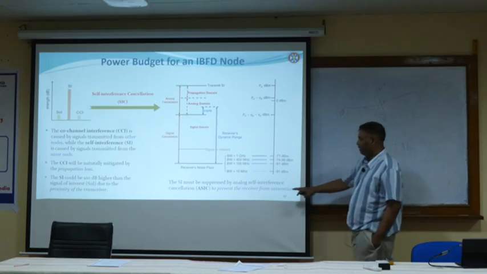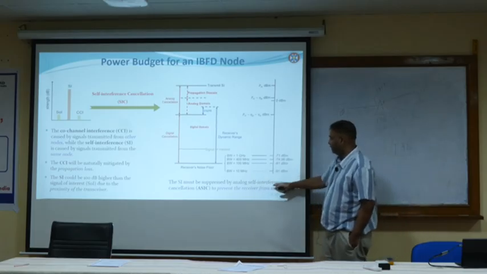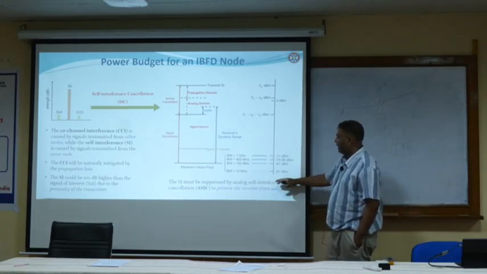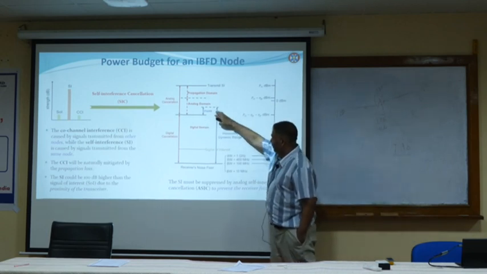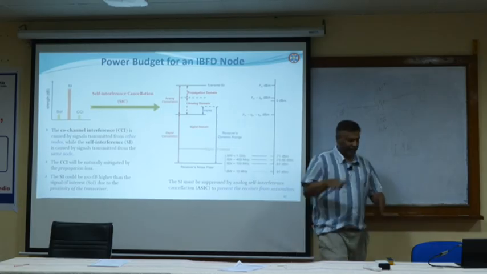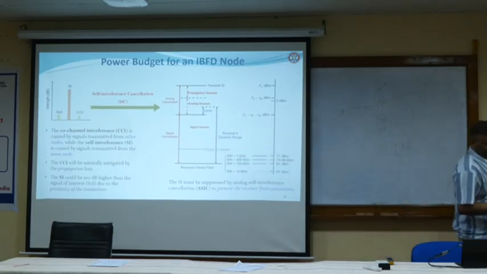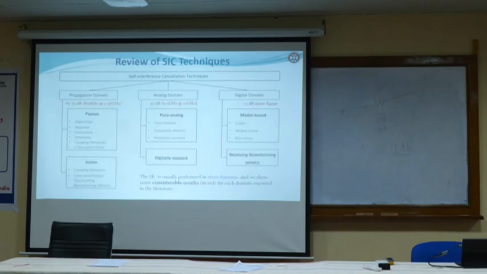Yeah, so self-interference must be suppressed in the analog and antenna domain to bring it into the dynamic range of the receiver. Otherwise, it will saturate the receiver.